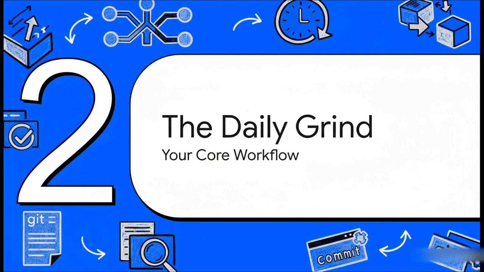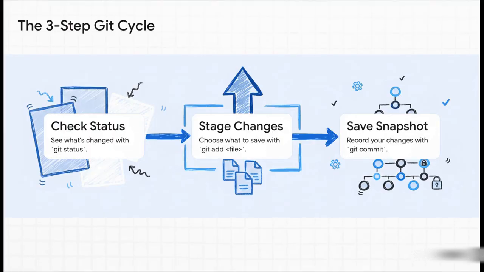Turns out, most of your daily Git work really just boils down to a super simple, repeatable cycle. This is the rhythm of using Git. Status, add, commit. Think of it like a little dance. First, you run git status to see what files you've changed. Then, you use git add to choose which of those changes you want to save in your next snapshot. We call that staging. And finally, you run git commit to lock in that snapshot and save it to your project's history forever. Check, choose, save. That's the loop, all day long.